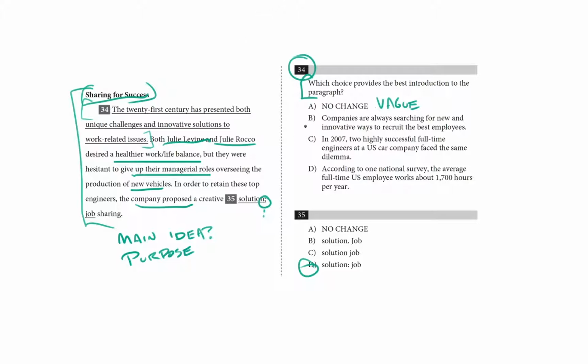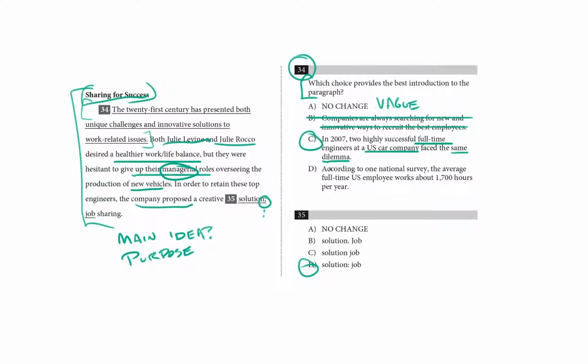Choice B: companies are always searching for new and innovative ways to recruit the best employees. I can cross this one out because this isn't about recruitment. They're already managers, right? So they're not being recruited, they already work at this company. Choice C: in 2007, two highly successful full-time engineers at a US car company faced the same dilemma. Ooh, I really like that, because this kind of raises the curtain on introducing these two characters. They're full-time engineers, they want a healthier work-life balance, they work at a US car company, and they're facing the same dilemma. So it begins by introducing these characters.